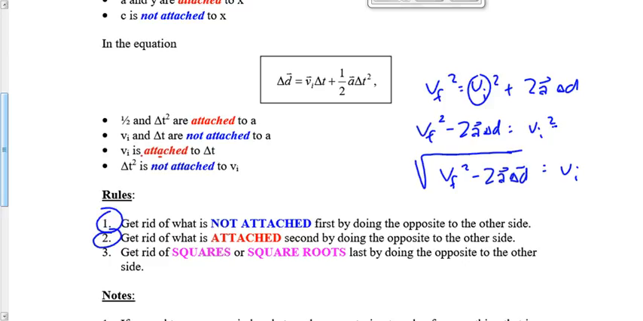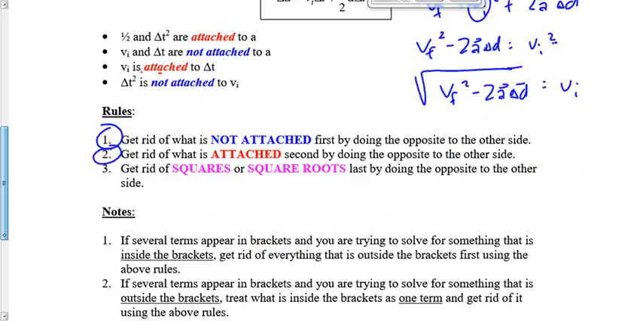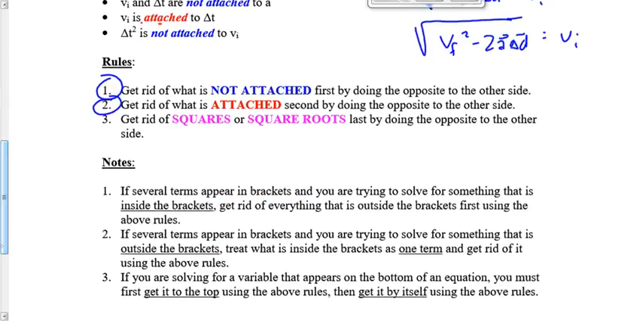Now you can see some notes at the bottom of the handout that you have, 3 separate notes that talk about things that don't happen all that often, but that we still have to deal with. I want to do a couple little examples of the basic rules, and then we'll start talking about those little notes that are kind of a twist on the basic rules. So let's take a look at this equation.